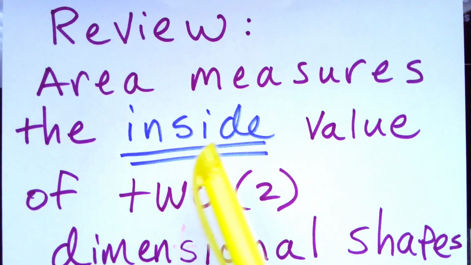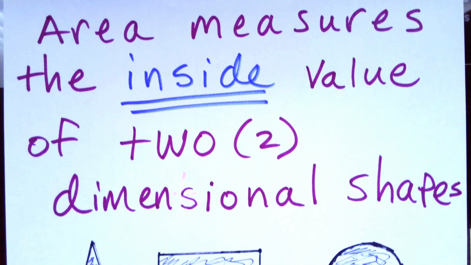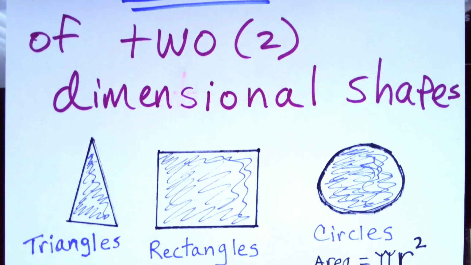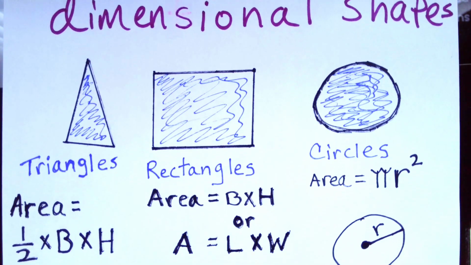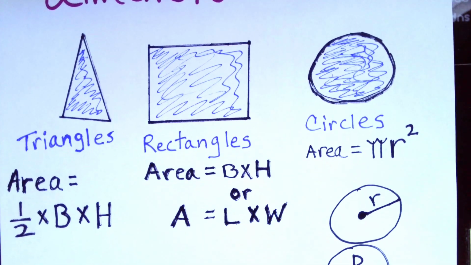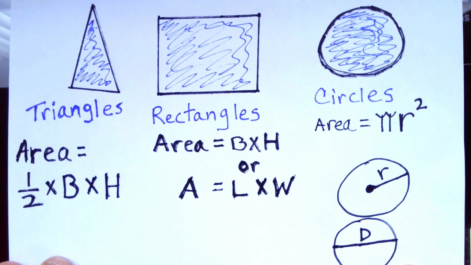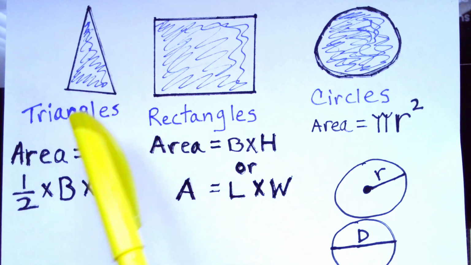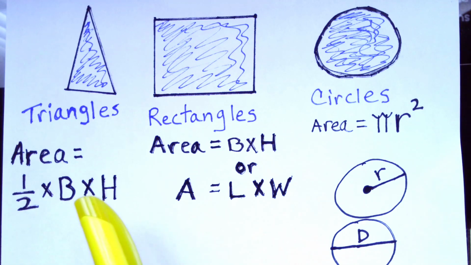Area is the measurement of the inside value of two-dimensional shapes. And so when you're measuring the inside of a three-dimensional shape, it's called volume. So area, as you can see here, is the measurement of the inside of a two-dimensional shape, like you can see here, right? And so we have our triangle. We're measuring the two-dimensional face of this triangle. And there's an area formula to do that: 1/2 times base times the height.